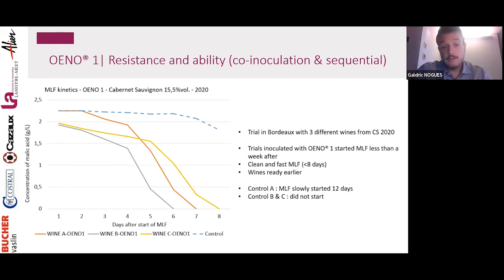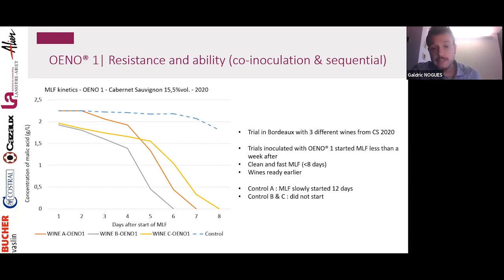So the trials, all inoculated with Pono 1, started malolactic fermentation less than a week after inoculation. The malolactic was clean and fast. It lasted less than 8 days. So the wines were ready earlier for rotation, blending, and stabilization. When you look at the control A, malolactic, you can see after 7 days, it starts slowly, so spontaneously.